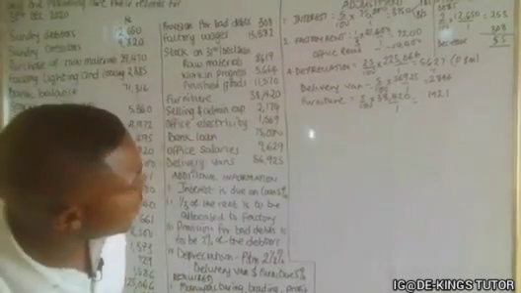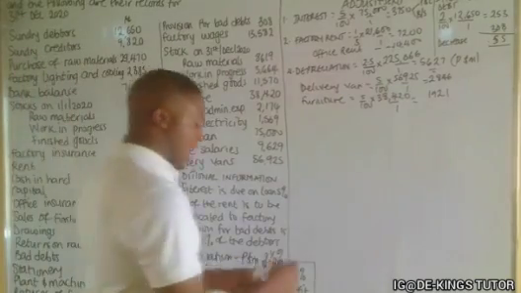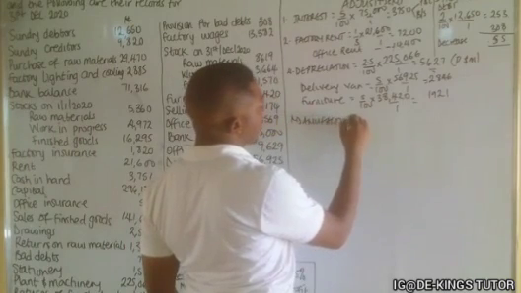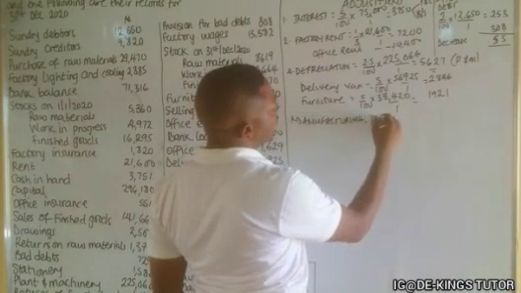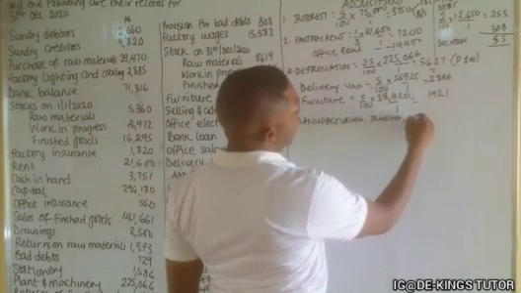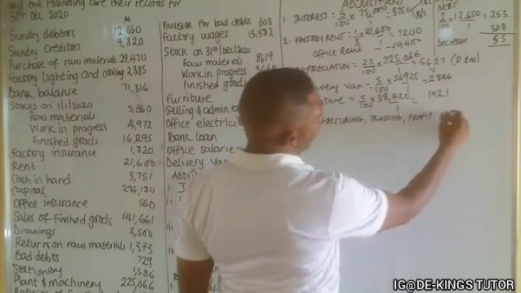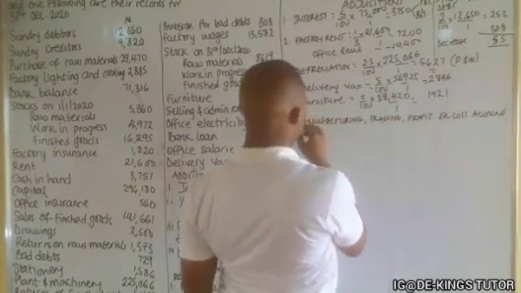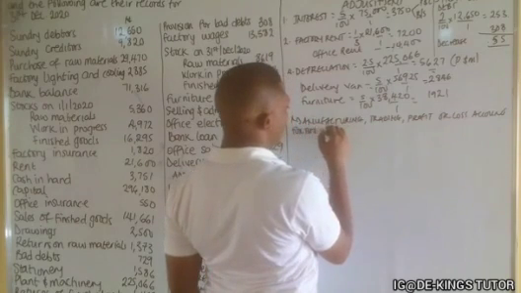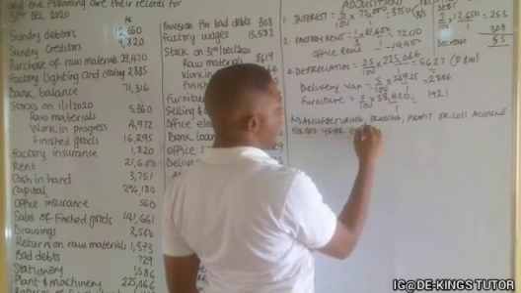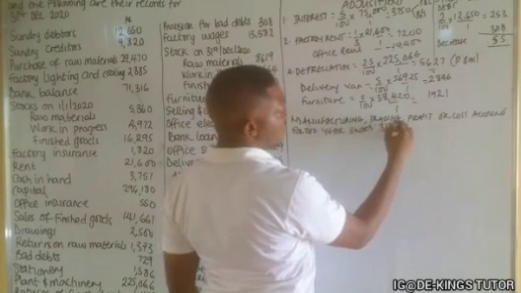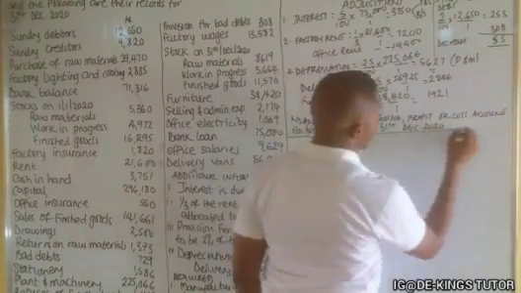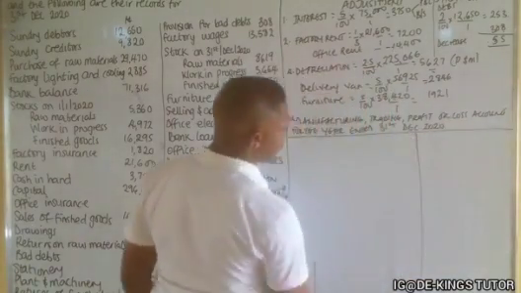Now let's prepare the manufacturing account proper. So we have manufacturing, trading, profit or loss account for the year ended 31st December 2020. Okay, so if we do that, we'll have something like this.